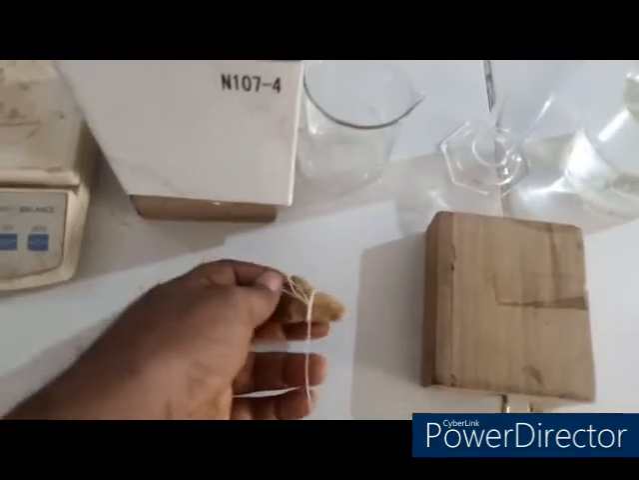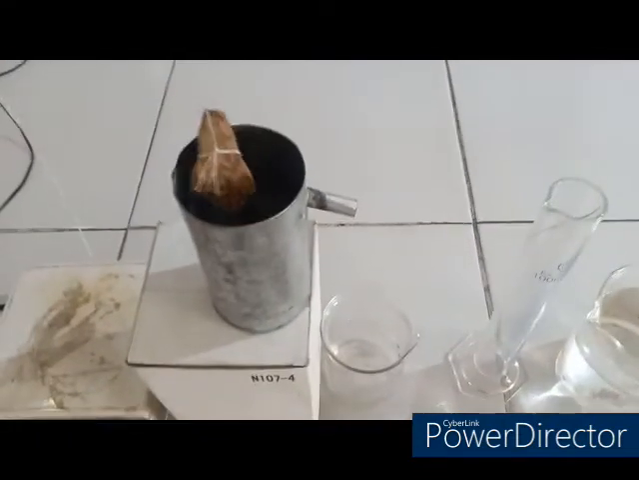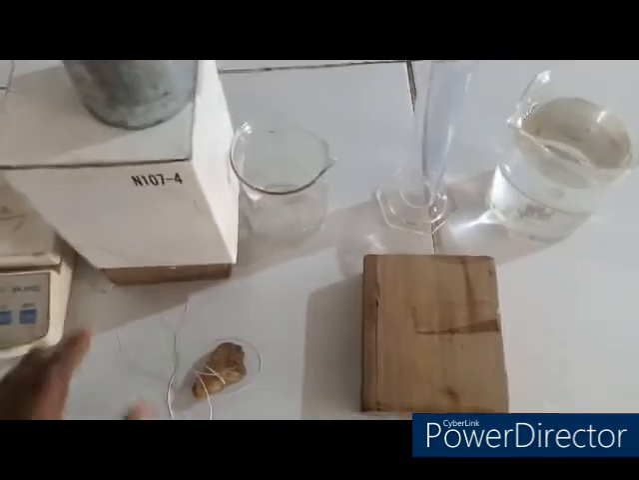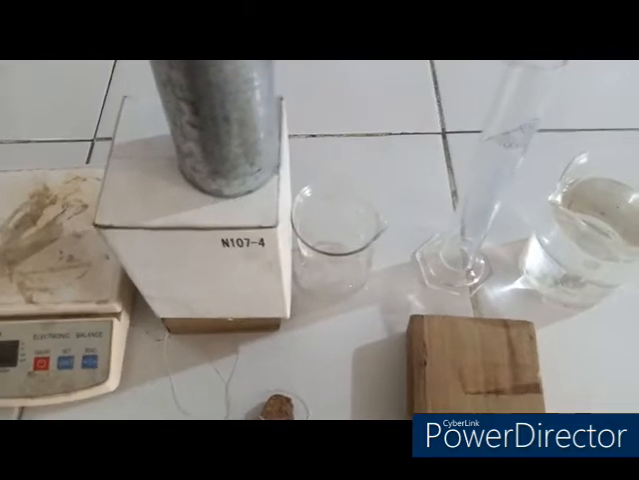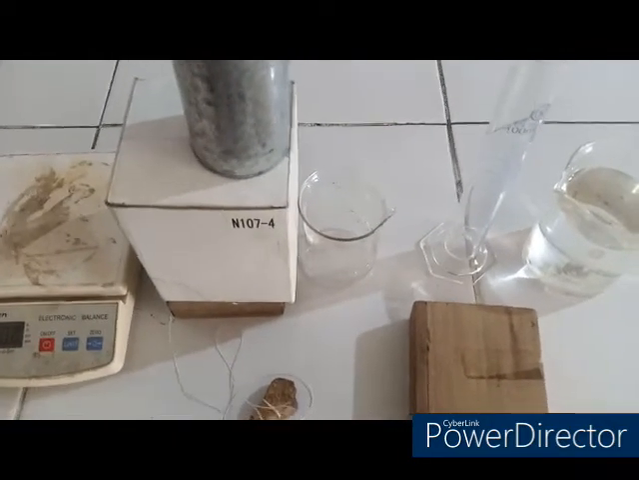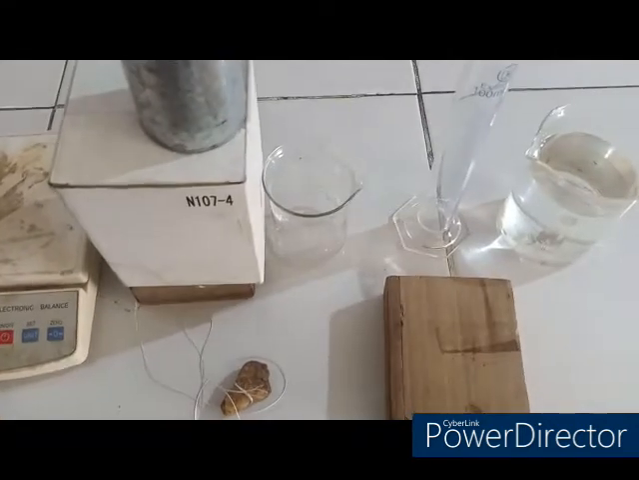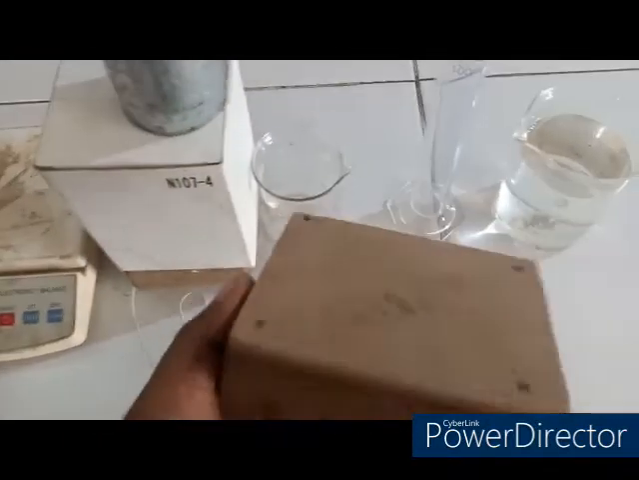Now the essence of the rope on it is just to help to avoid spillage when inserting into the overflow can. Now recall that to deduce the density of an object, we use the formula density is equal to mass per unit volume. Now, it is easier to use the measurement and calculation of this particular formula in deducing the density of a regular object like this.